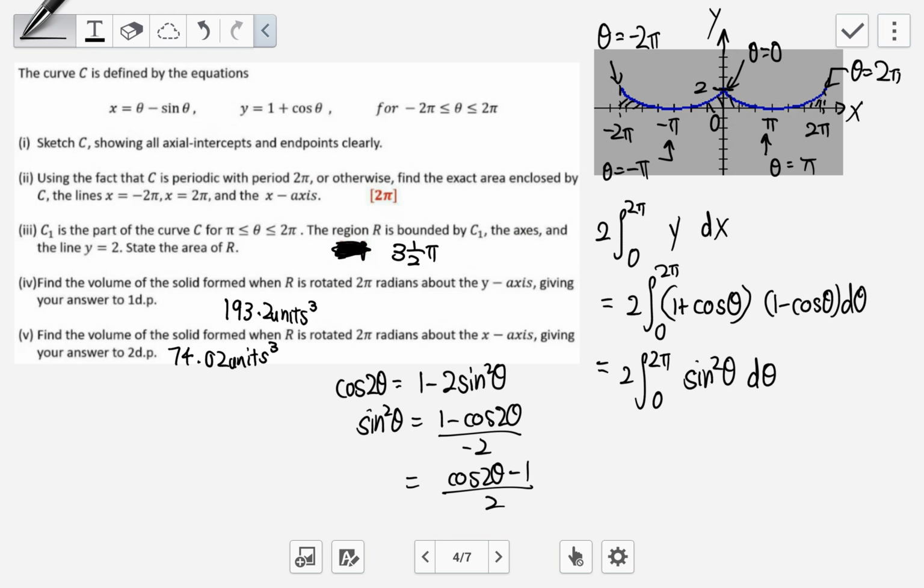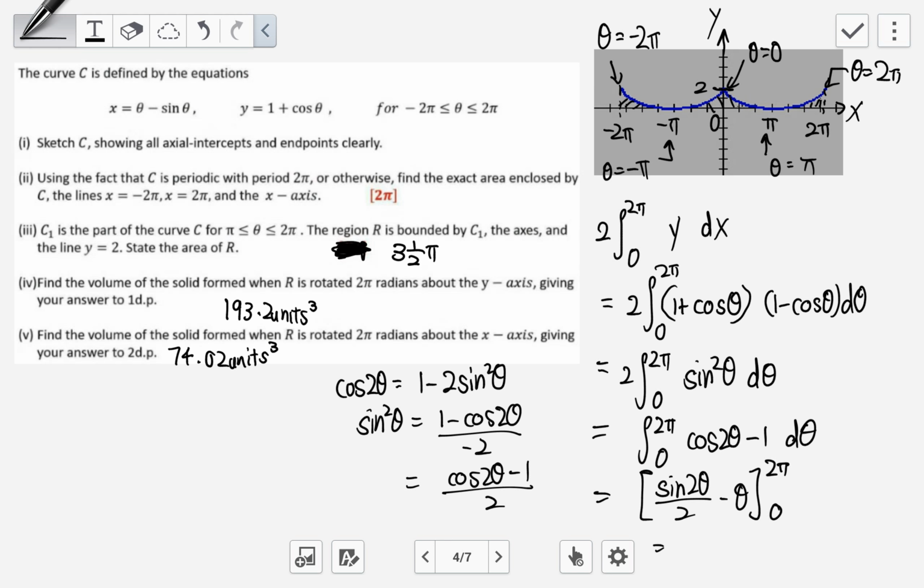Okay, so if I change it to this and then I substitute inside, the 2 and the 2 would cancel off, so I'm left with the integral from 0 to 2 pi of cosine 2 theta minus 1. Constants can be brought out of the integral sign to here. So then cosine 2 theta minus 1. After that, when I integrate cosine 2 theta, it becomes sine 2 theta over 2. And this one becomes minus theta, and then I get this 0 to 2 pi.